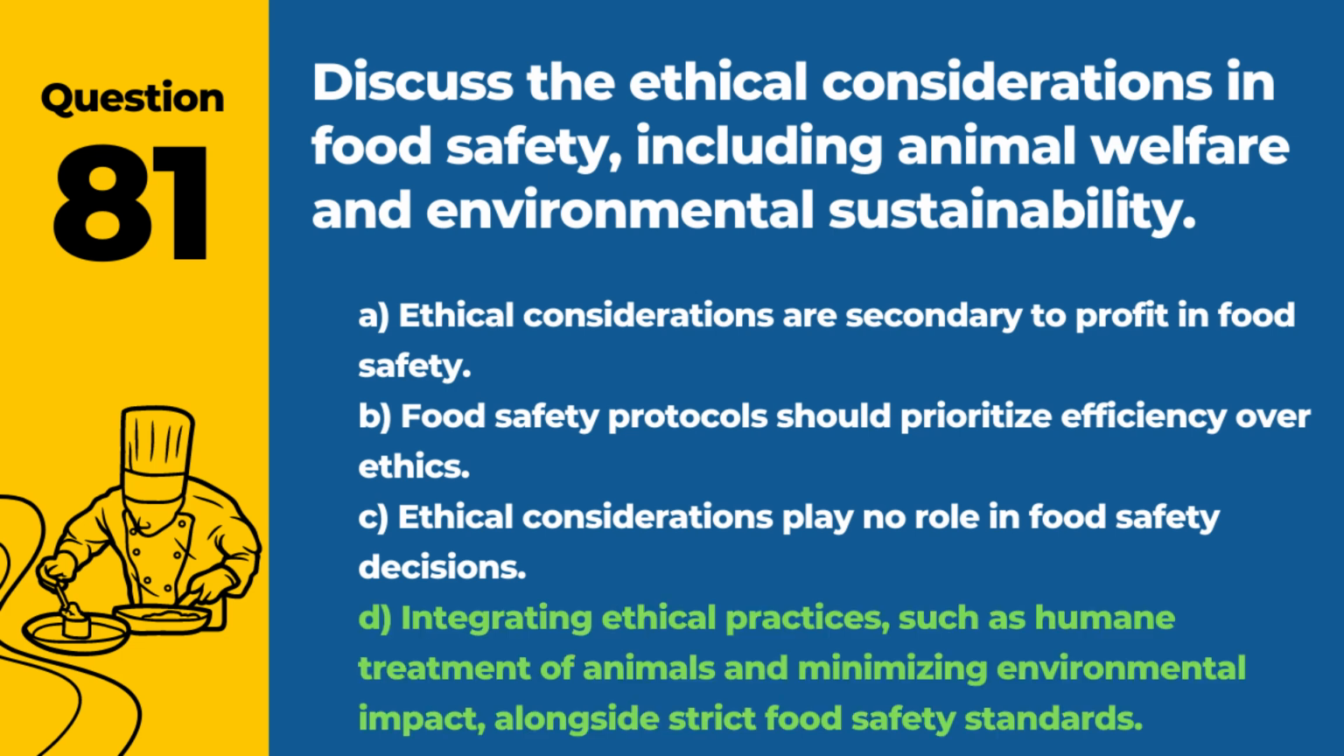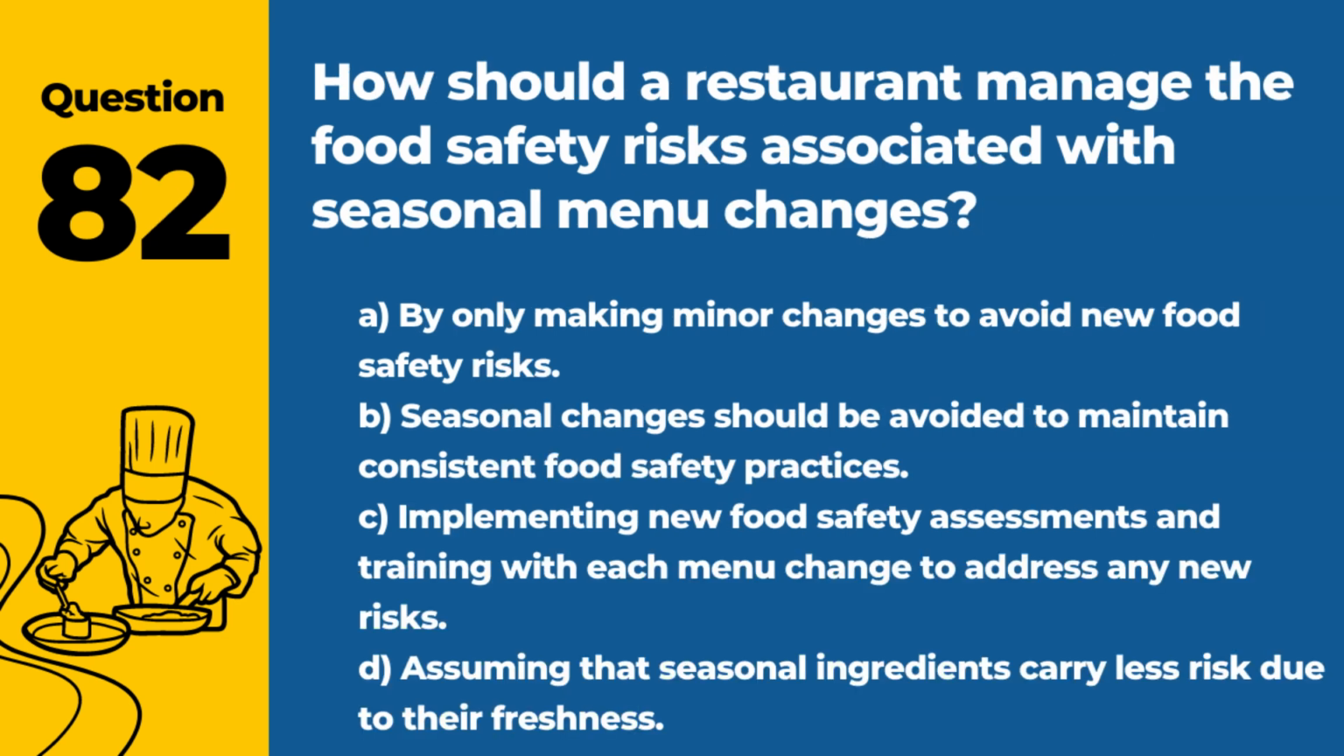Answer: D. Integrating ethical practices such as humane treatment of animals and minimizing environmental impact alongside strict food safety standards. Ethical considerations are increasingly recognized as integral to comprehensive food safety strategies, balancing human health needs with responsibility towards animal welfare and environmental sustainability. Question 82. How should a restaurant manage the food safety risks associated with seasonal menu changes?